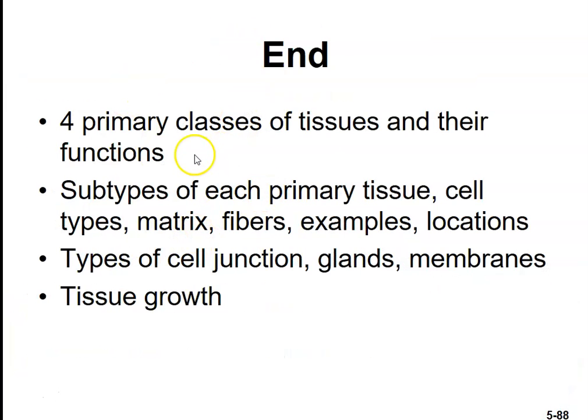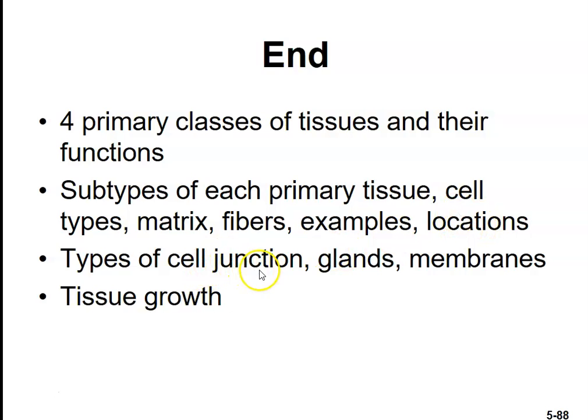In summary, we have talked about four primary classes of tissues: epithelial, muscular, connective, and nerve tissues. Please know their functions and also make tables to summarize the subtypes of each primary tissue, list their cell types, and what's in their cellular matrix. In connective tissue, they have fibers. What type of fibers do they have? Then give an example of each subtype, and you can also talk about where you can find them.